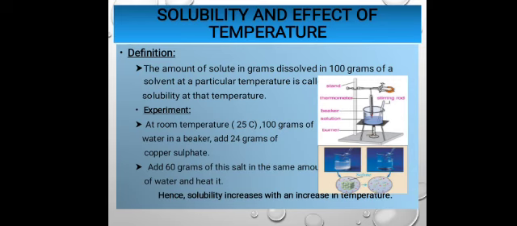And how have they proven it? They have done an experiment using a salt known as copper sulfate. At room temperature, normally 25 degrees centigrade, they took 100 grams of water as a solvent in a beaker, and mixed 24 grams of copper sulfate into it. It completely dissolved. But when they increased the amount of copper sulfate to 60 grams and mixed it into the same beaker, they observed that the copper sulfate did not dissolve. It formed a saturated solution.